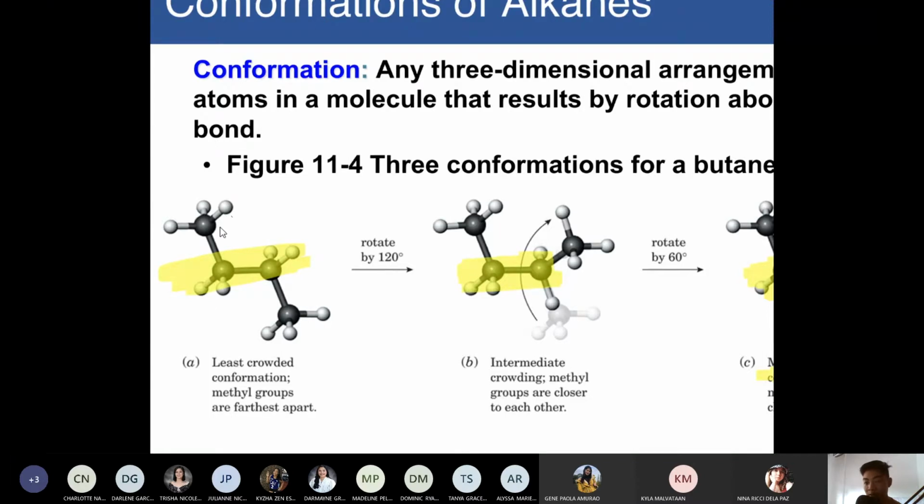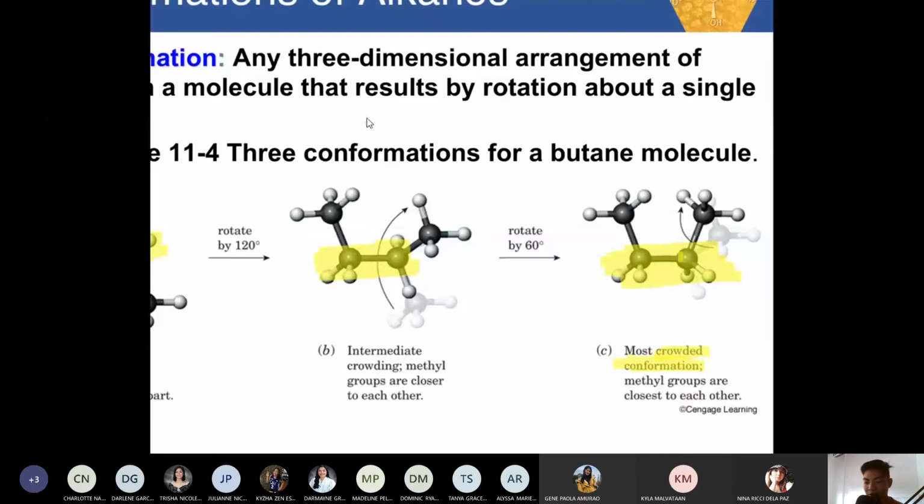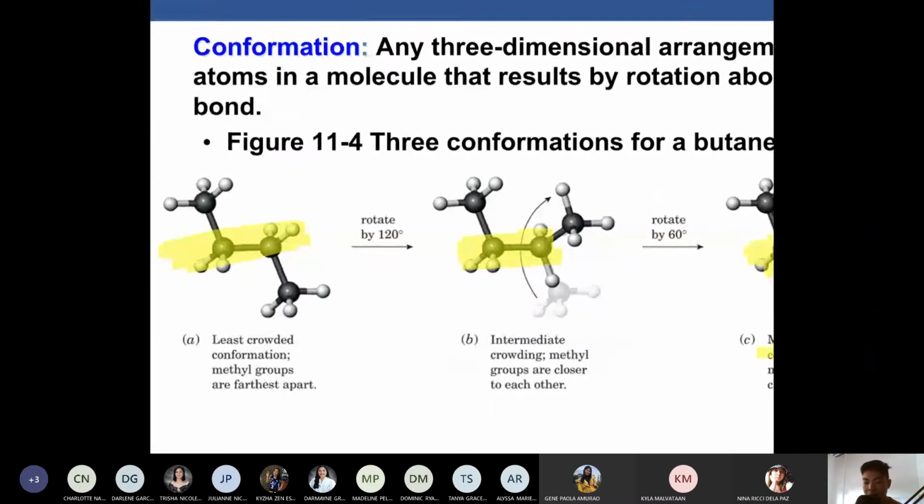Kaya usually, draw natin yun as zigzag. Kaya nakaganyan talaga yan. Kasi ito yung least crowded, ibig sabihin, more stable. Bakit more stable? Kasi nga, walang repulsion. However, these two, may repulsion dyan, because your CH3s are close together. So, we will not observe this most of the time kasi unstable siya, because of the repulsion. Rather, mostly, ito yung ma-observe natin.